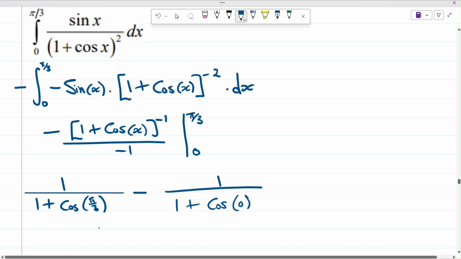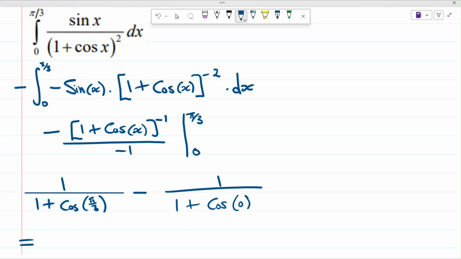Cos 0. So now let's see what's going to be our answer. Make sure your calculator is in radians, guys, to make sure we get the same thing. Cos pi over 3 minus 1 divided by 1 plus cos 0. And then, ta-da, we get 1 over 6.